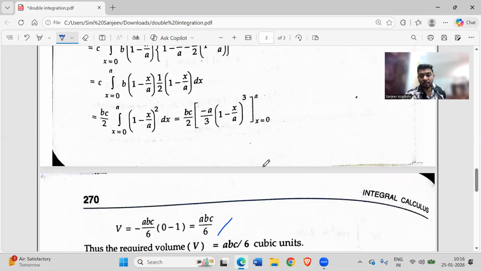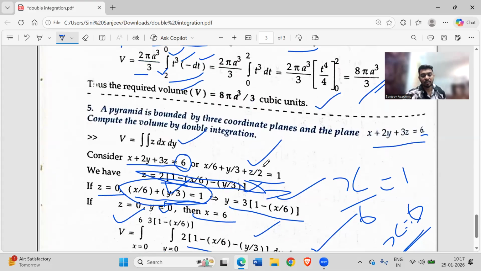If I want to do this abc by 6, let's take x by 6, y by 3, z by 2. 6 into 3 into 2 divided by 6. The answer is 6 only. abc by 6. That's all.